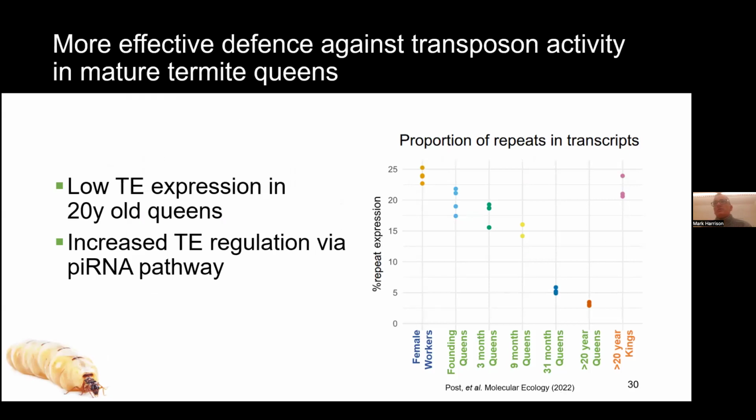Another mechanism we believe is important for survival in the queens is that they manage to defend much better against TE activity and the invasion of transposable elements into the genome, which, normally without protection, causes an accumulation of mutations in the genome. But we see here the proportions of repeat expression within all of these different castes and age groups of the queen, and we see, especially in the old queens, very low expression of TEs. And this is due to an increased TE regulation by the piRNA pathway. This is similar to the differences in transposable element regulation that you see in non-social individuals in the germline compared to the soma.